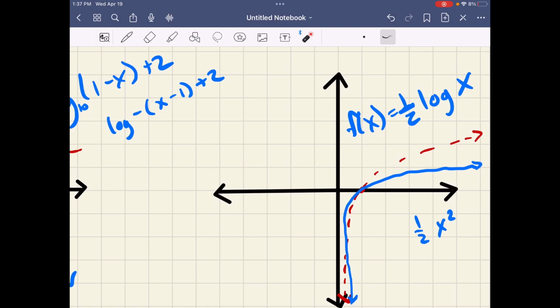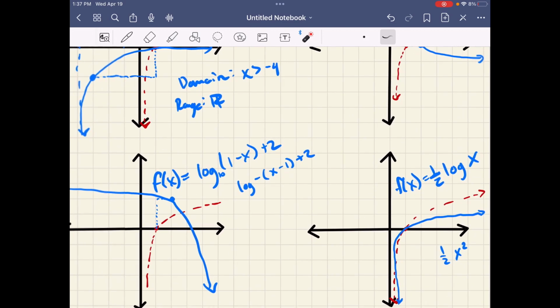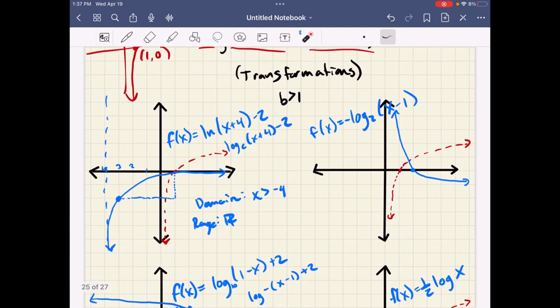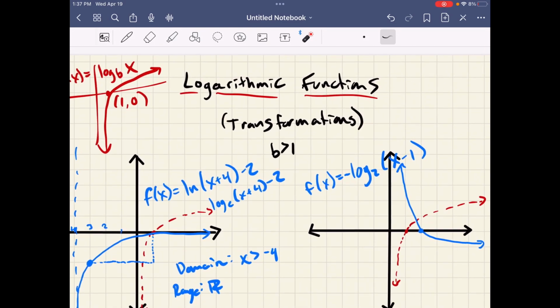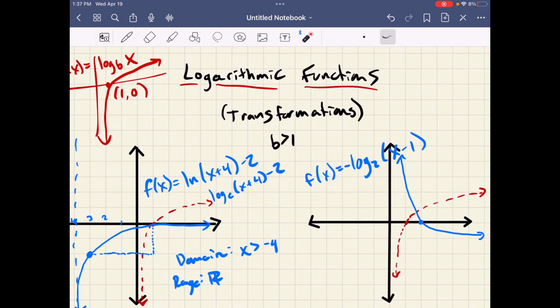Now, if this number were larger than 1, it's going to stretch our curve a little bit, okay? So a good thing to remember is all of our normal transformation rules still apply. We're just applying them to a logarithmic function instead of a quadratic or an exponential or anything like that, okay? So use those same basic rules while you're trying to shift and reflect all of our logarithmic functions.